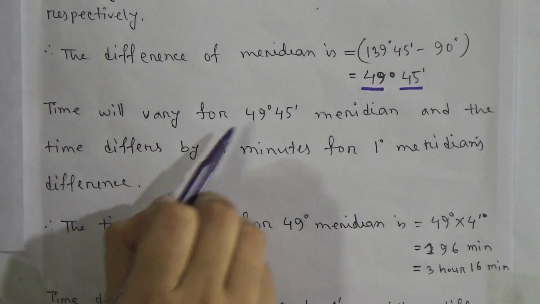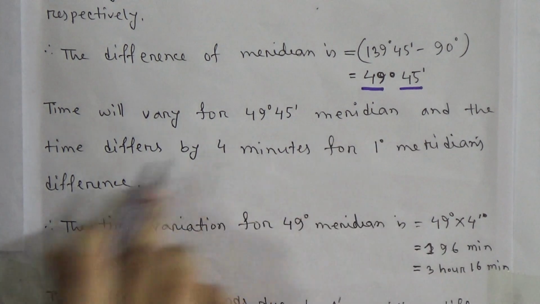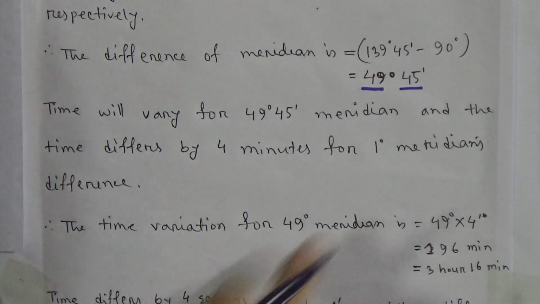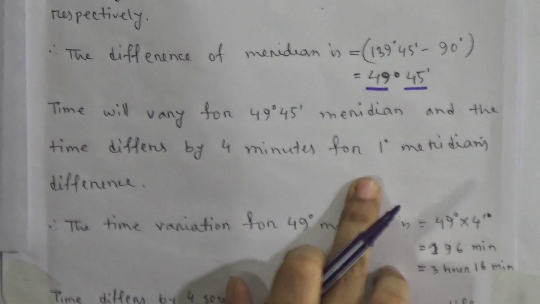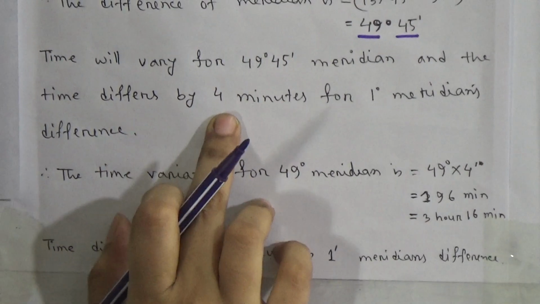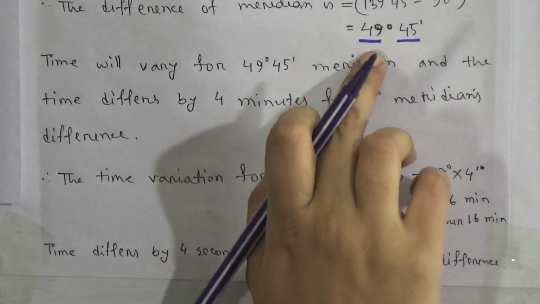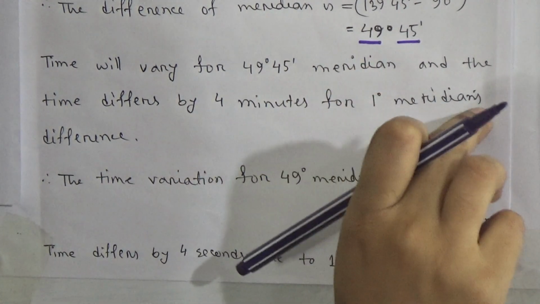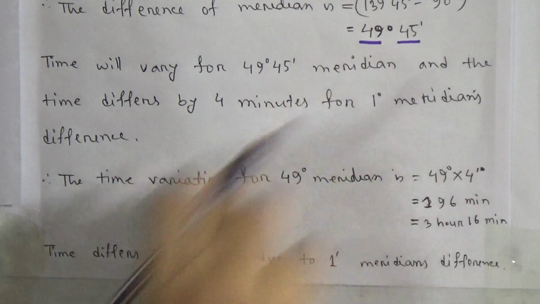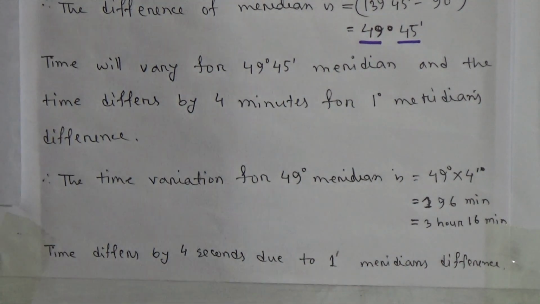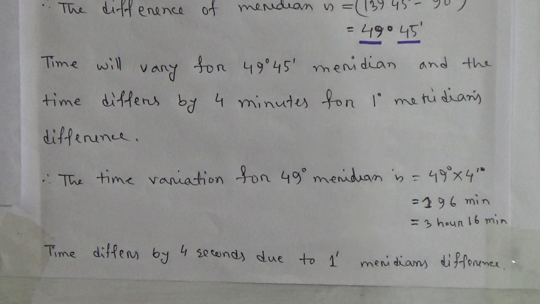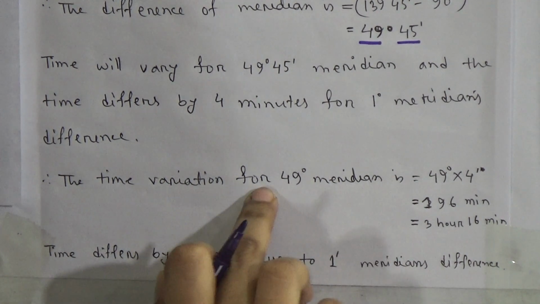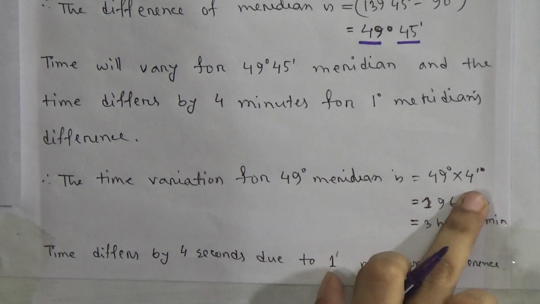Time will vary with the meridian, and the time differs by 4 minutes for one meridian's difference. So dear students, for 1 degree meridian difference, the time differs by 4 minutes. So as this is 49 degrees, we have to calculate the time. For 1 degree we get 4 minutes, so for 49 degrees how much time will we get? So we have to multiply 49 by 4. So the time variation for 49 degrees is 49 degree into 4 minute.